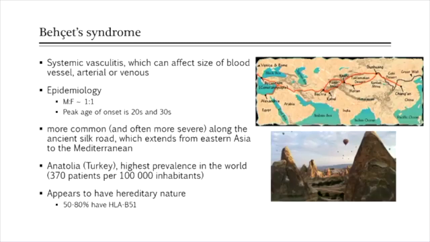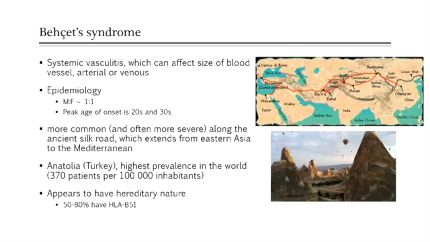Now, Behçet syndrome is actually a type of vasculitis, so it's inflammation of the blood vessels, right? And it can affect both big and small blood vessels, those of the arterial or venous system.